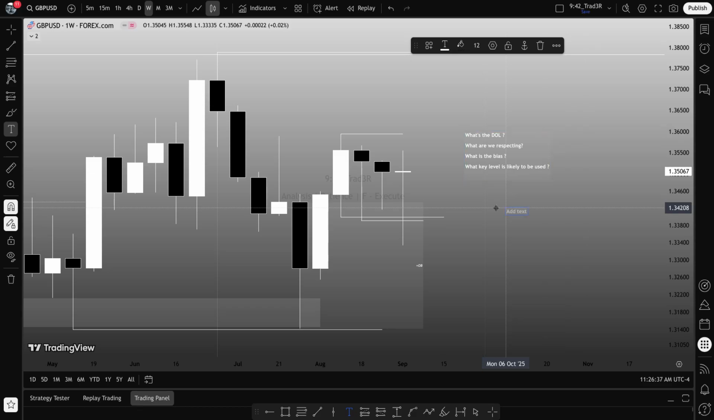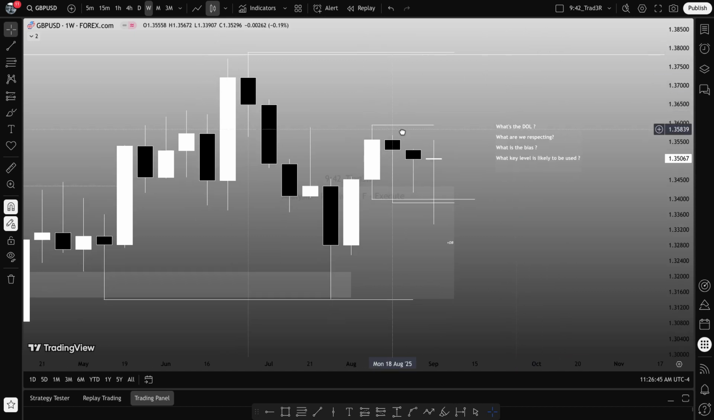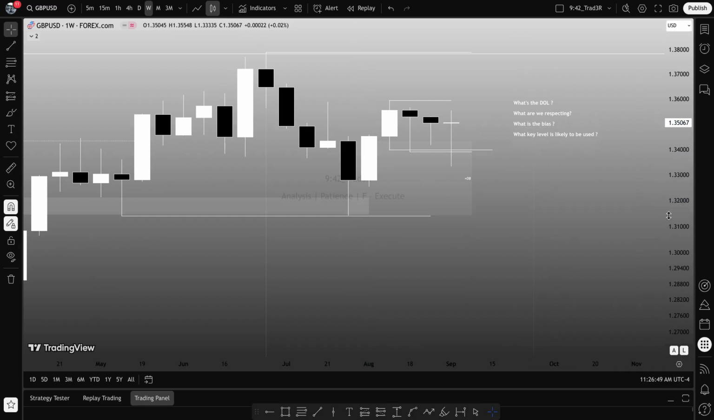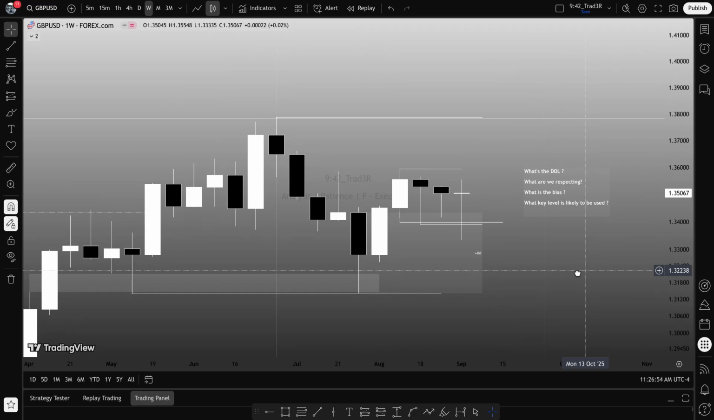So there's this thing I like to tell myself whenever I'm looking for a trade idea. At least I should know where the higher time frame is heading. Once I can identify where the higher time frame is heading, weekly or monthly, then I can go to the lower time frame to frame a trade idea in the direction of the higher time frame.